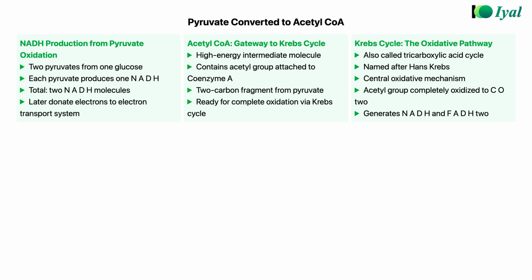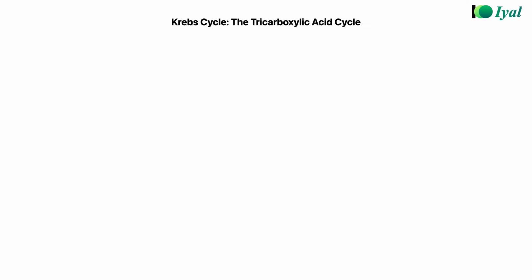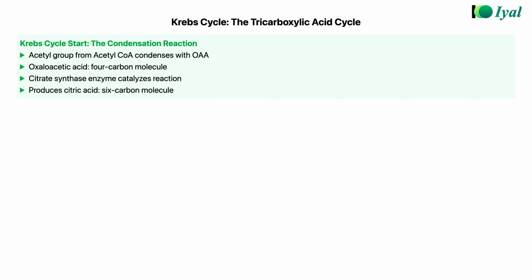Now, acetyl-CoA enters the Krebs cycle. Krebs cycle is also called tricarboxylic acid cycle or TCA cycle, named after the scientist Hans Krebs, who discovered and mapped out this cycle. This cycle is the heart of aerobic respiration. In this cycle, the acetyl group from acetyl-CoA is completely oxidized. The carbons are released as carbon dioxide. The electrons are captured in NADH and FADH2. These reducing molecules then go to the electron transport system to make lots of ATP. That is the flow.